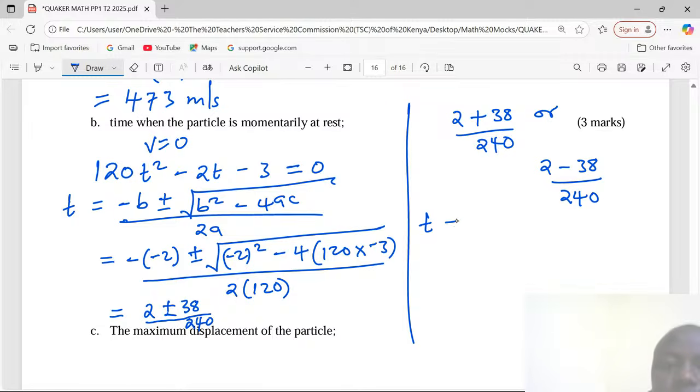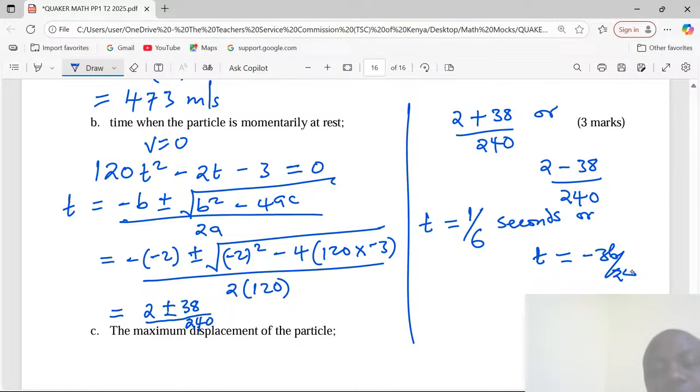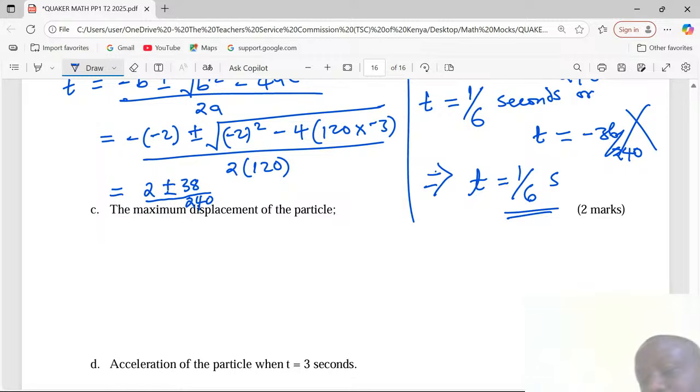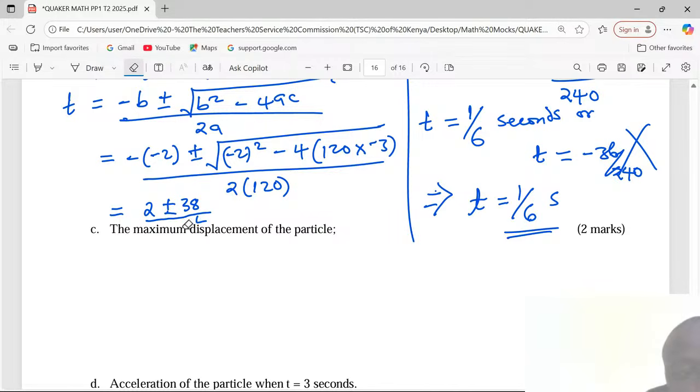So the first value of t means 40 out of 240, which is 1/6 seconds, or t equals negative 36 over 240, whereby we cannot entertain negative time. So the answer remains that t equals 1/6 seconds. Yeah, 1 out of 6 seconds should be concluded to be the final answer. So you should be able to apply the quadratic formula.